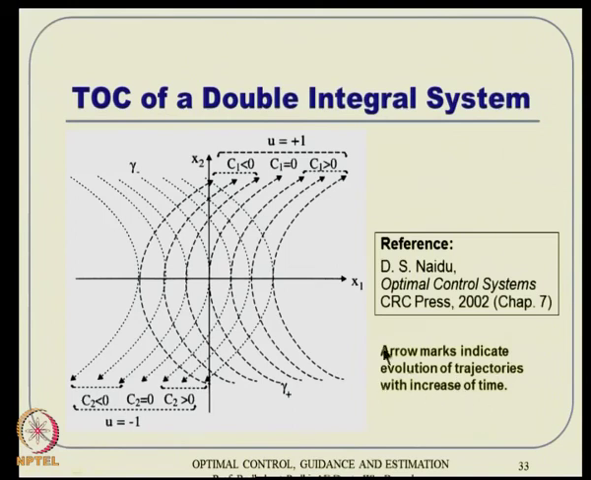Alright. So, note that these arrow marks indicate evolution of trajectories with increase of time, which is obvious actually. Alright. Now, our job is not yet done. We want to find a good solution to that actually.